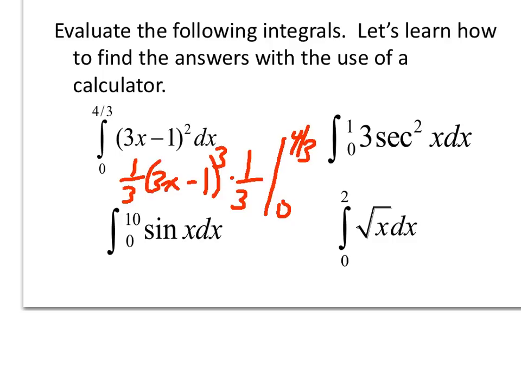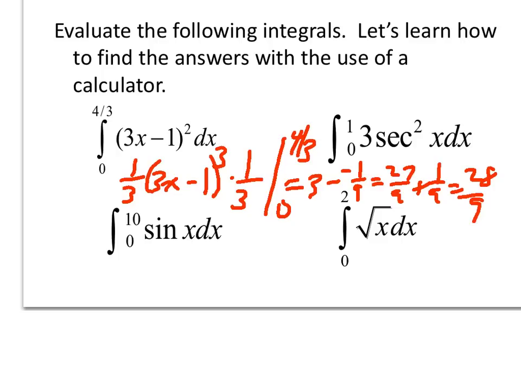So when I put 4/3 in here, I get 3 times 4/3 is 4. 4 minus 1 is 3. 3 cubed is 27. 27 divided by 3 twice is actually equal to 3. When I put 0 in here, I'm going to be careful, because I actually get negative 1 inside the parentheses. Cubed is another negative 1. And negative 1 times 1/3 twice is negative 1/9. And so I get 3 minus negative 1/9, which is 3 plus 1/9, which is like 27/9 plus 1/9, which is 28/9. Okay? That's a lot of work, but I want to show that when we do this on a calculator, this is indeed the answer.